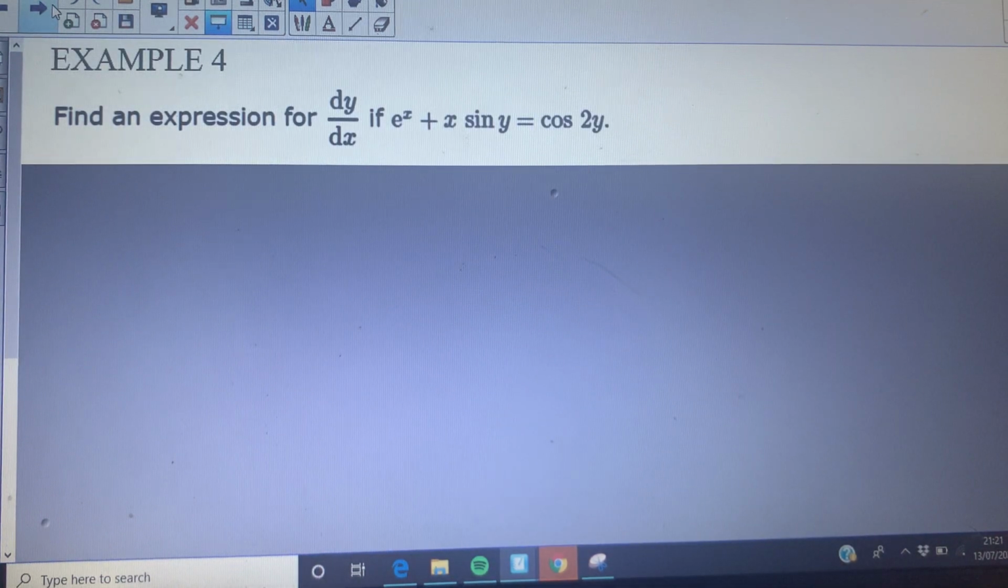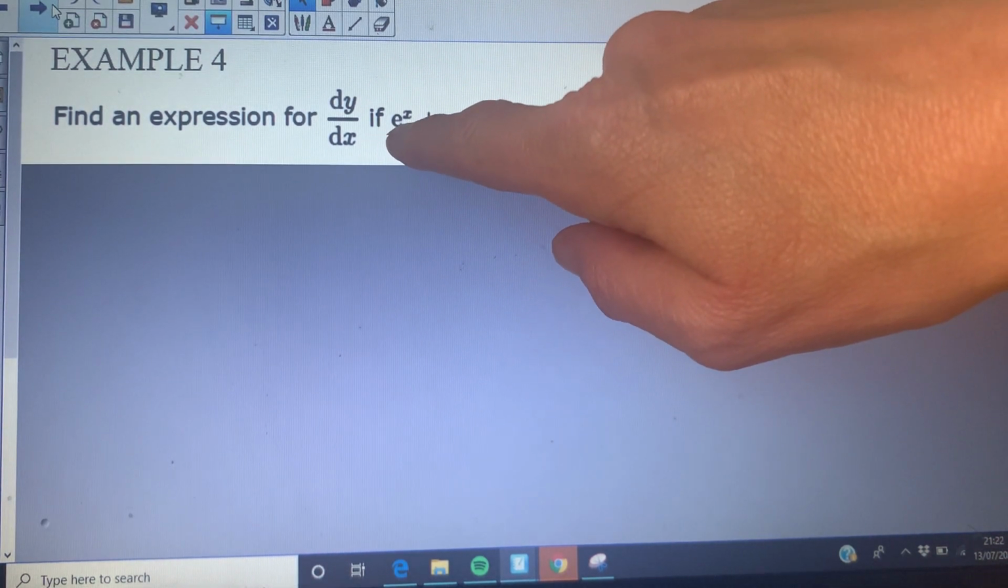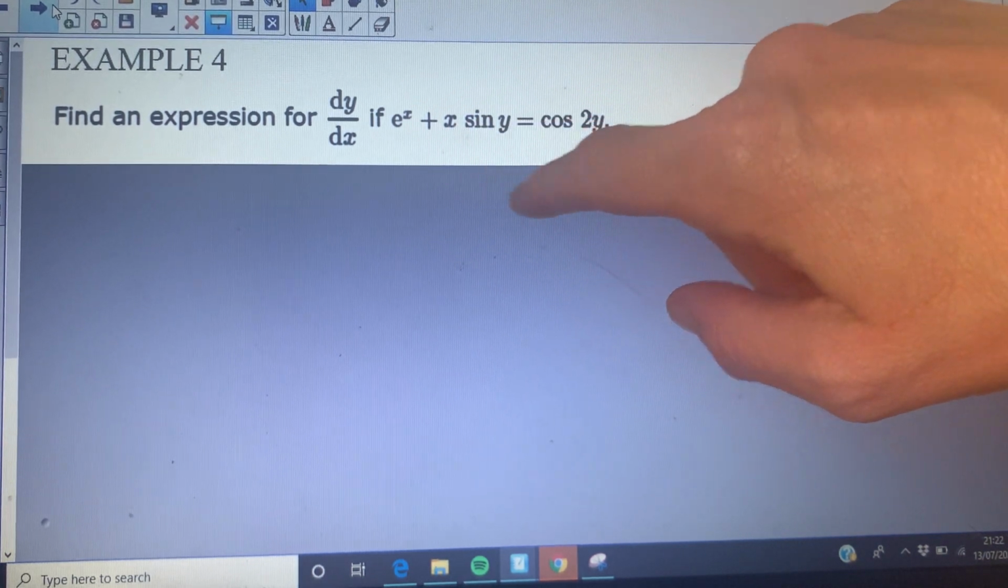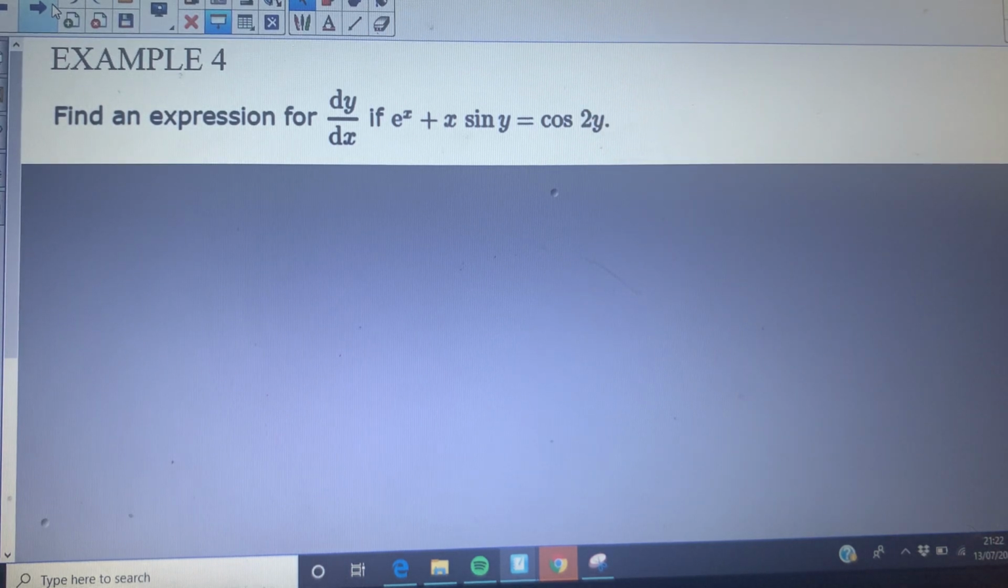Get ready. A bit harder. Find an expression for dy/dx if e to the x plus x sin y equals cos 2y. Great question. Right, so straightforward differentiation, e to the x, product rule, implicit, a little bit of chain rule going on. So let's have a look. This has been taken from the textbook.